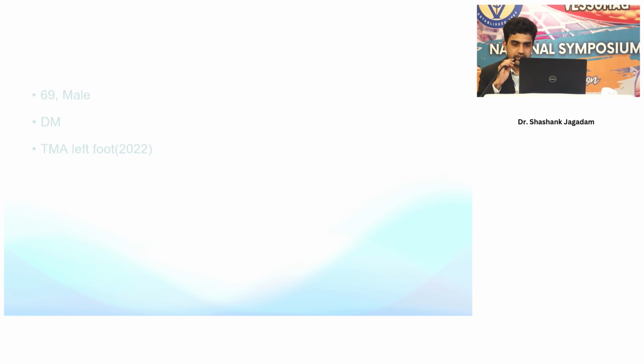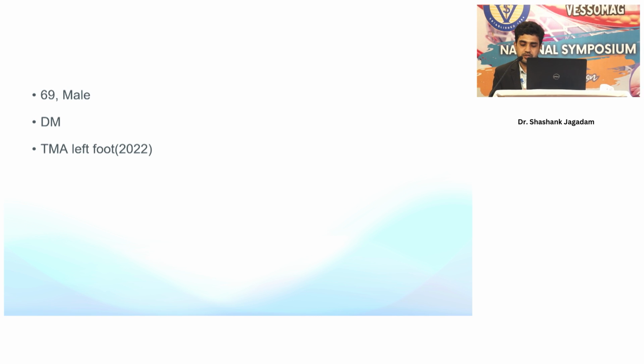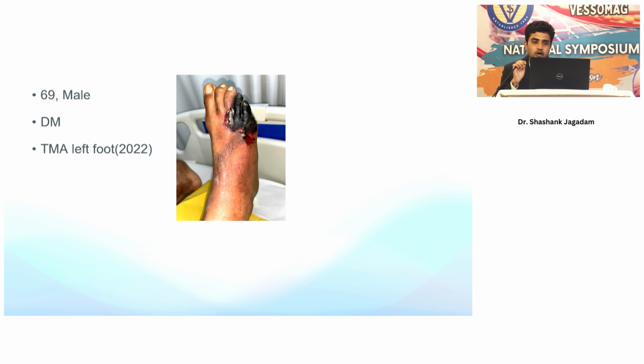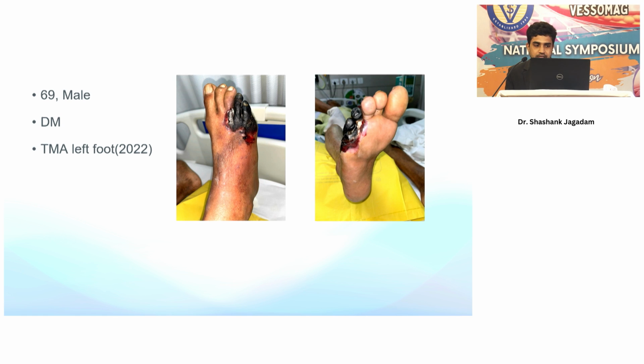I am presenting a case of a 69-year-old diabetic male with a history of TMA of the left foot done in 2020-22, who presented with dry gangrene of the left fourth and fifth toes extending just beyond the MTPs on the plantar and dorsal aspect.